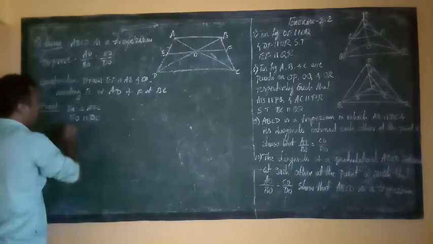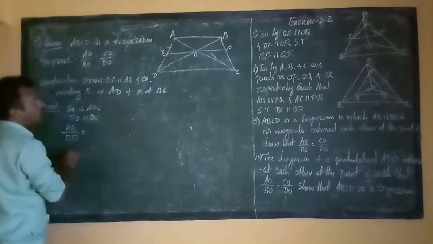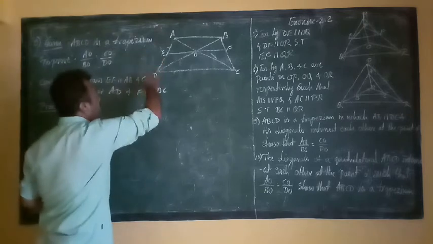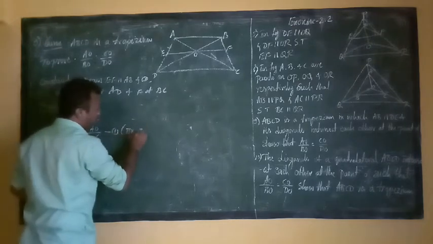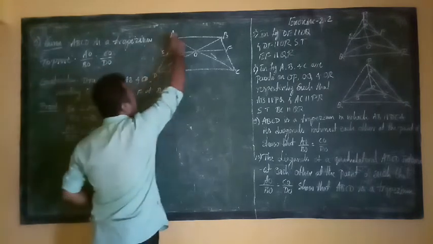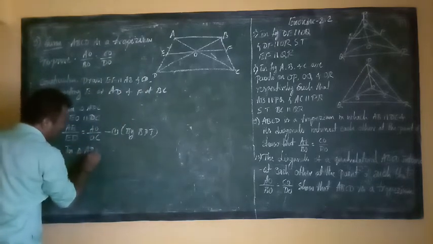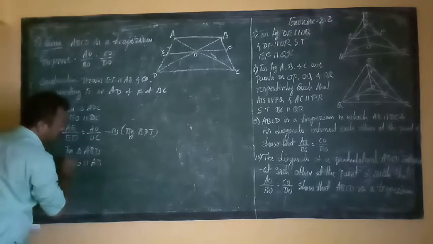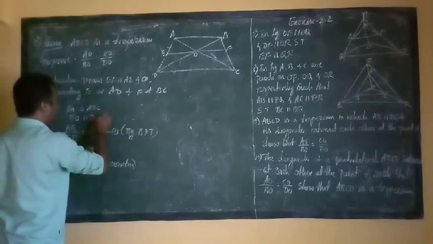When one triangle is there and EO is parallel to DC, you can easily apply the BPT. What is the BPT? AE by ED is equal to AO by OC. Equation number 1 by BPT. Next, take triangle ABD, or ABD. In that, EO is parallel to AB because of the construction.